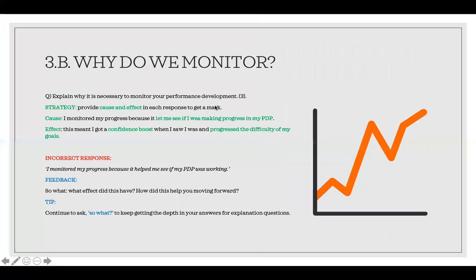Right, I'll move on. So I really want to spend some time at 3D and 3E. 3B, why do we monitor? Again, another explain, this time 3 marks. And this is where it is crucial to understand the difference between monitoring and evaluating. So, cause: I've monitored my progress because it lets me see if I was making progress in the PDP. Okay, well, what was the effect of that? Well, this meant I got a confidence boost when I saw it was, and I progressed the difficulty of my goals. Notice again how cause and effect fits together there.